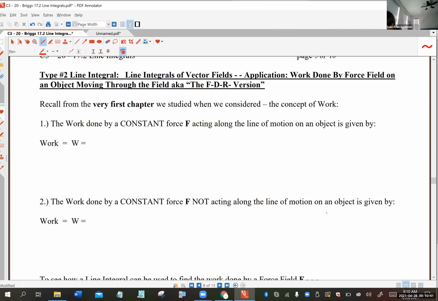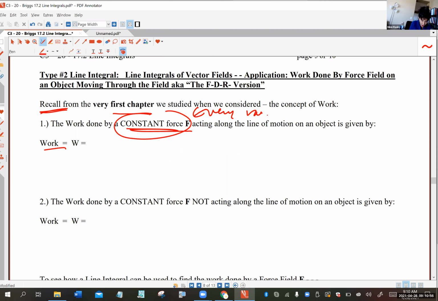So what about work? This is a review right now. Recall the first chapter, work done by a constant force, which is very rare. It's very rare to get a constant force. If you're lucky, you get a constant force, but that's not the case. But if you were lucky enough, then work is just the force multiplied by the distance that the object moves.